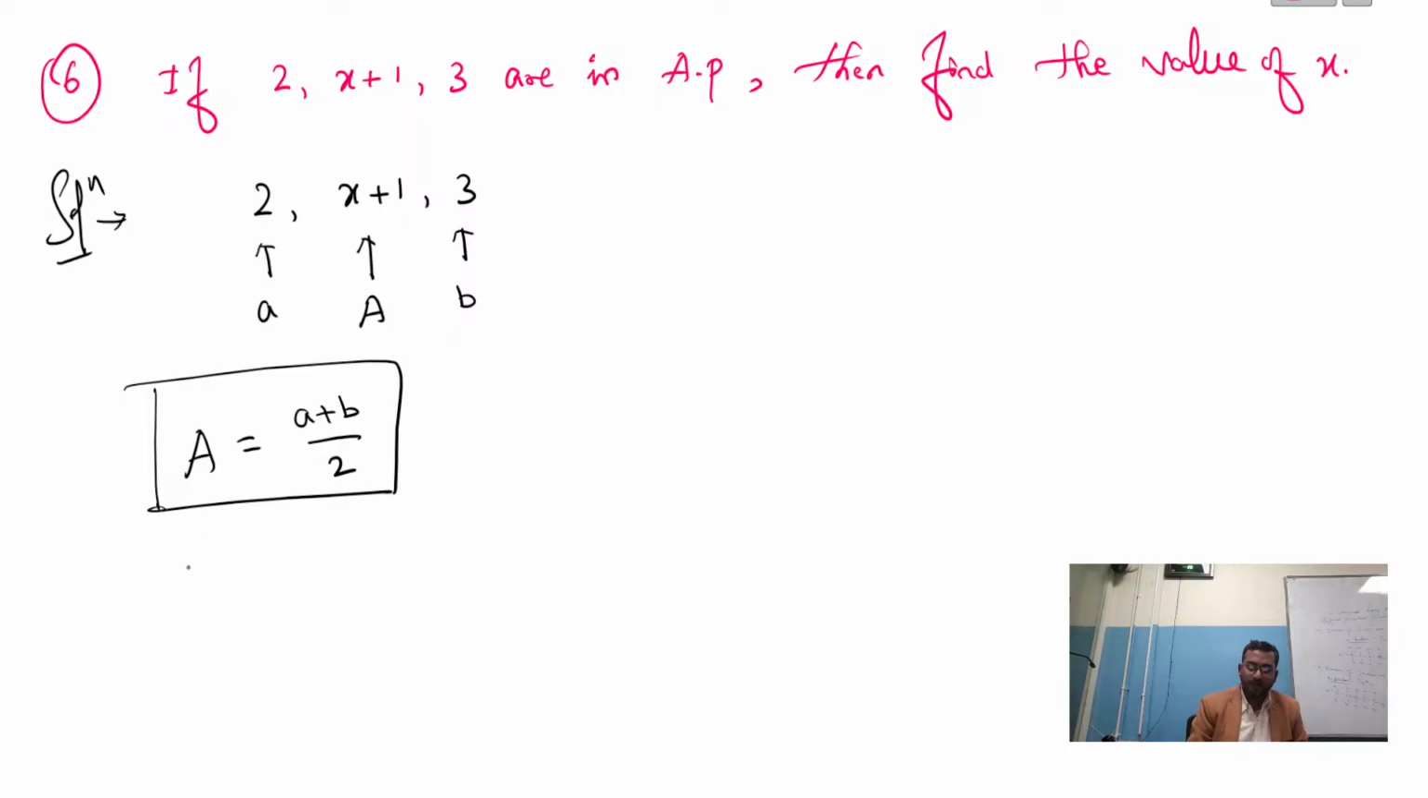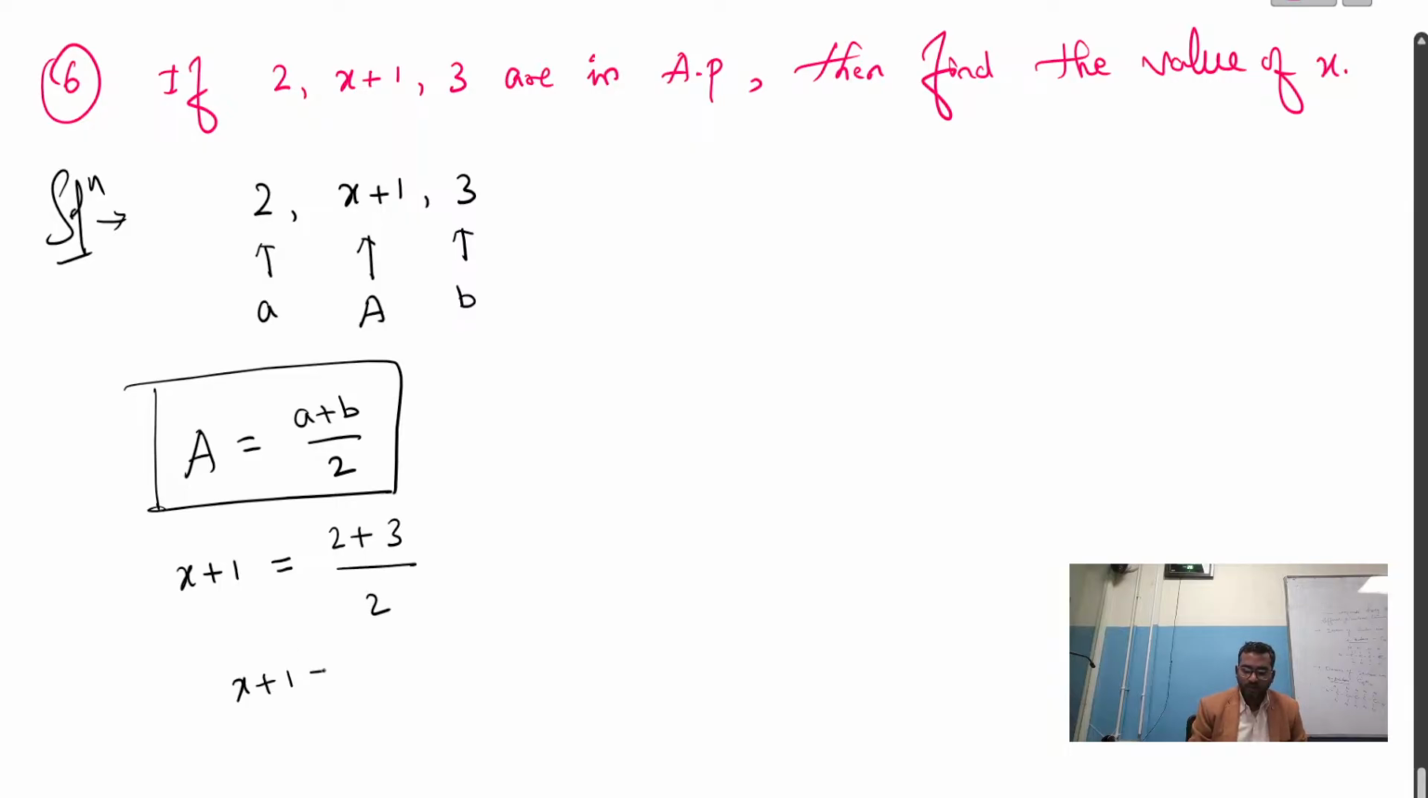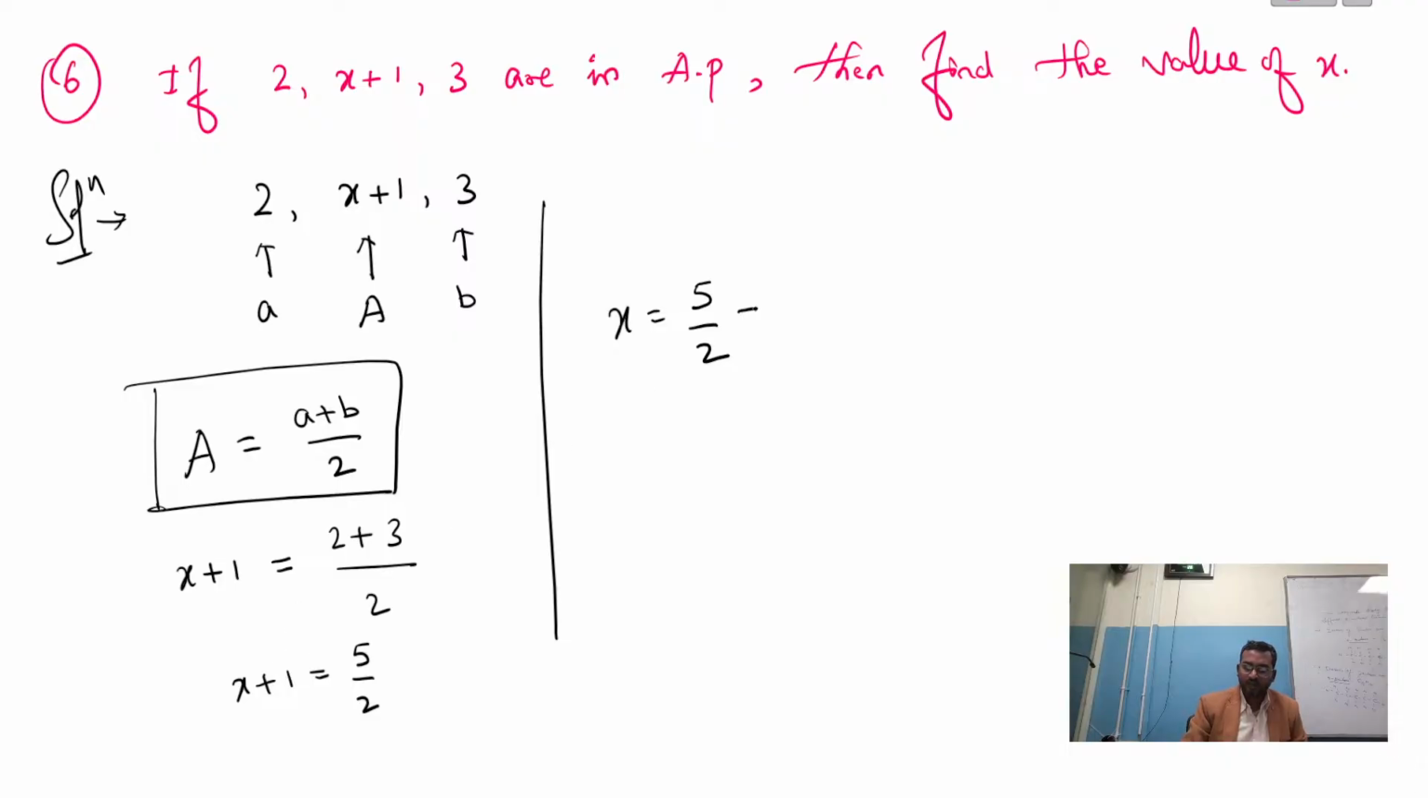So in place of capital A, you can write x plus 1 is equal to small a, which is 2, plus small b, which is 3, divided by 2. x plus 1 is equal to 2 plus 3, which is 5 by 2. Now we can say x is equal to 5 by 2, and the plus 1 comes to the other side as minus 1. x is equal to, 2 is the LCM, 5 minus 2 ones are 2, so x is equal to 5 minus 2, which is 3 by 2.